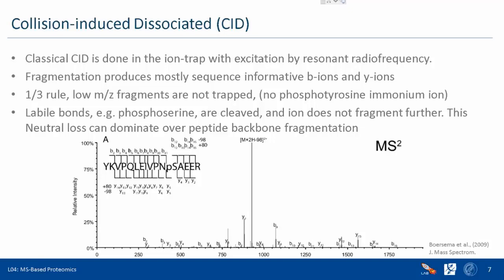Okay, so let's have a deeper look at the three different methods. So classical CID is done in the ion trap, and this is done with a resonant radio frequency. So you try to excite the peptide so that it collides with a collision gas. In there, there's always an inert gas. And this fragmentation produces mostly, as I said, sequence-informative B and Y ions. The problem with CID, because it's done in the ion trap, is that there's this 1/3 rule where you lose these low M over Z fragments. Essentially, they get so excited that they just crash into the wall.